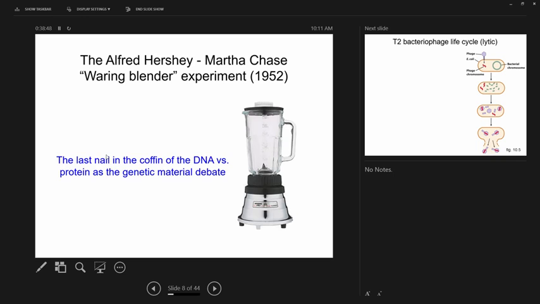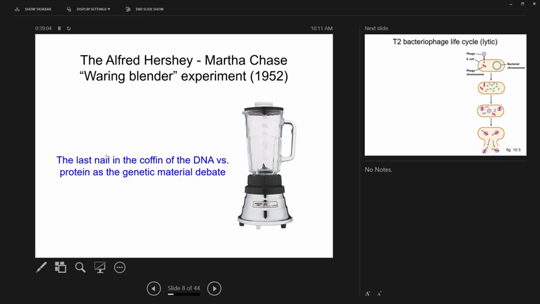So it's called the Waring blender experiment because that's the brand that they used, and so that's what I have at my house, and I'm the only one that cares. But I, you know, have to have it for that reason. Got to nerd out a little bit.